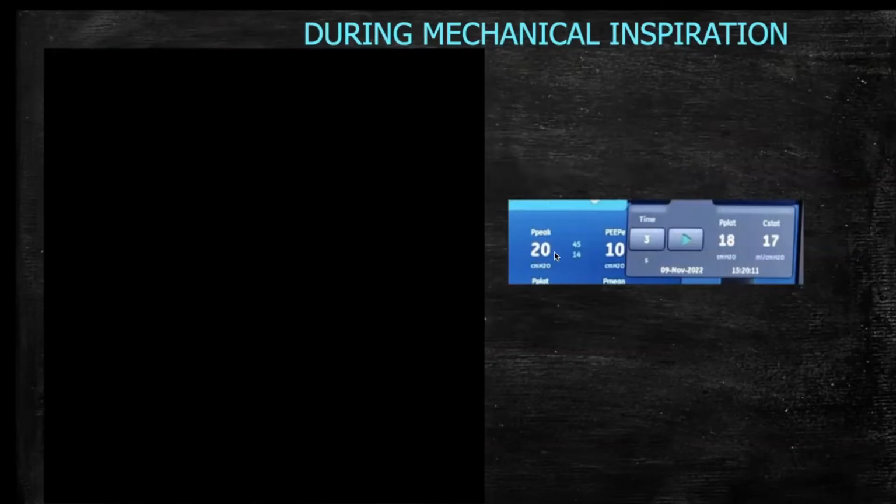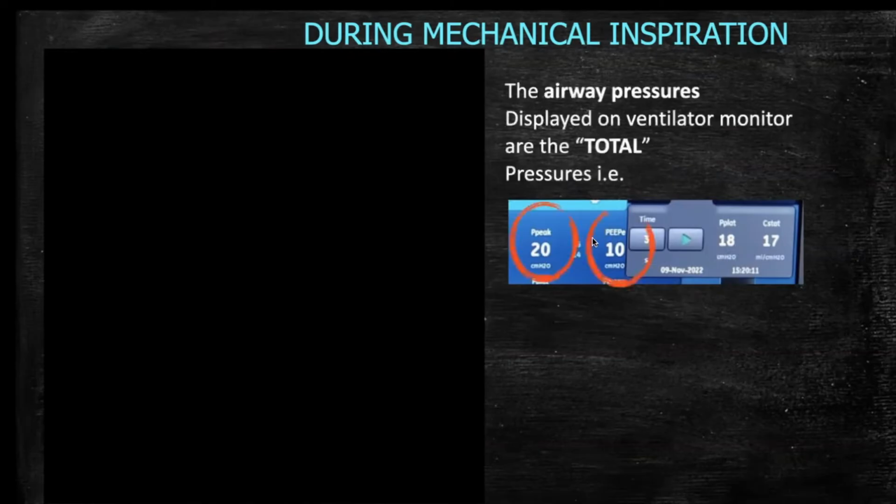This is the P peak or PIP. This is positive end expiratory pressure, PEEP. Then the plateau pressure. These numbers are always displayed on the ventilator screen. You look at any ventilator, you will have these numbers.